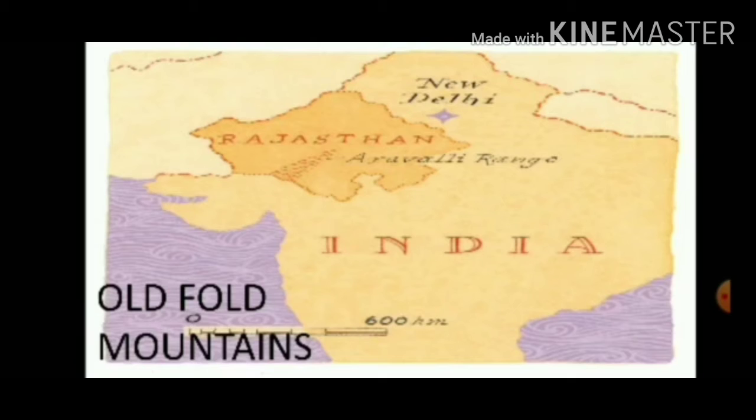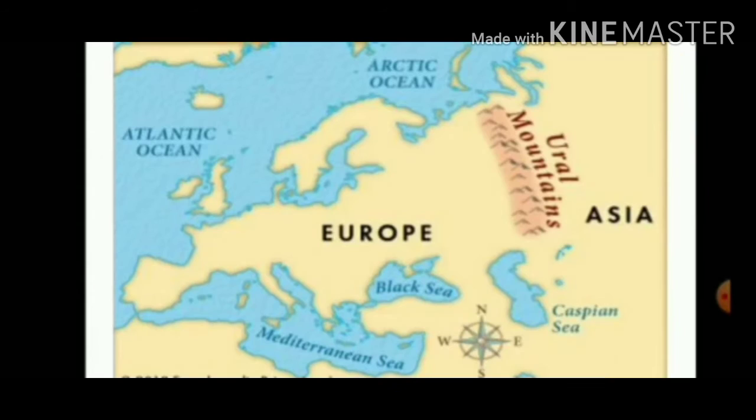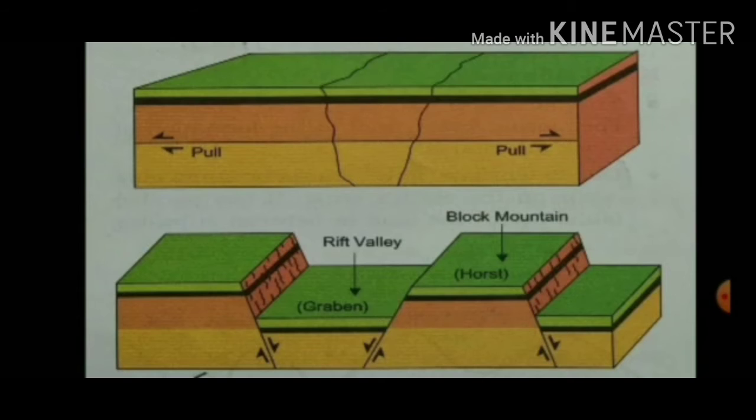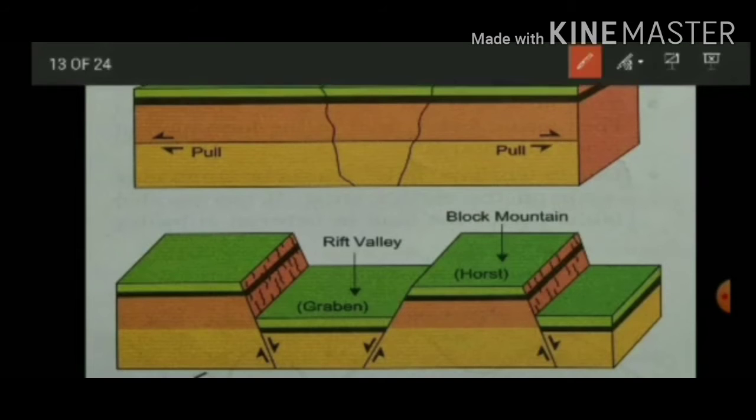Next one is block mountains. Children, block mountains are also a result of internal forces. They are formed when large areas or blocks of rocks get displaced vertically due to forces of tension. The movement here is the divergent movement. They are formed when large areas or blocks of rocks get displaced vertically.